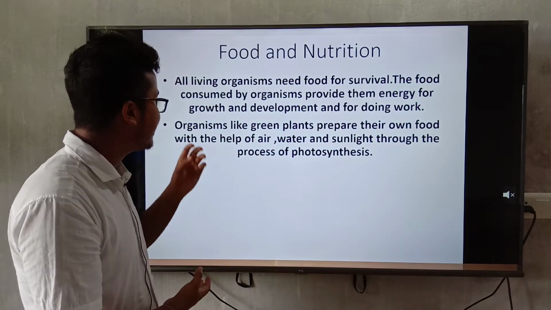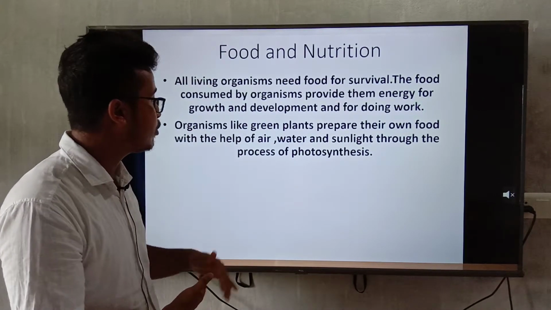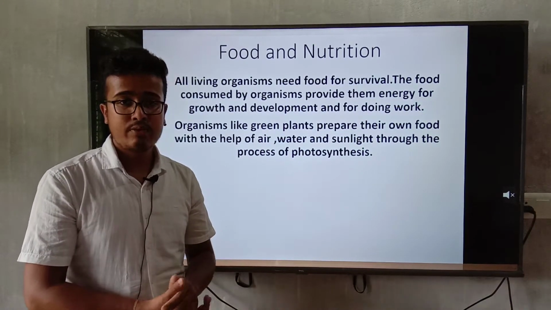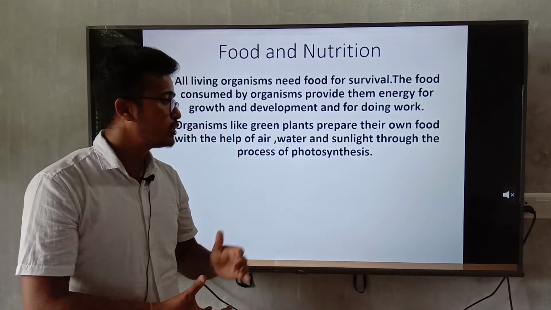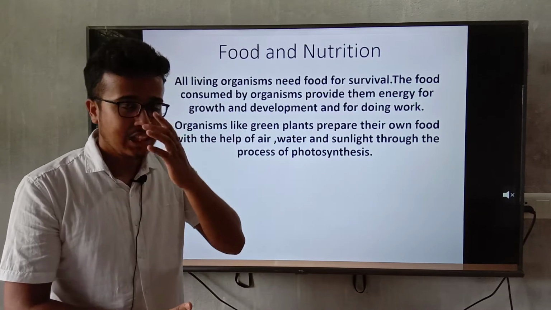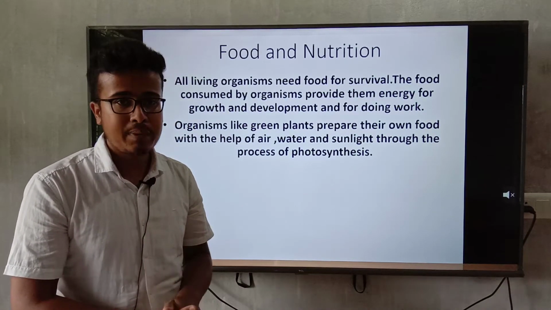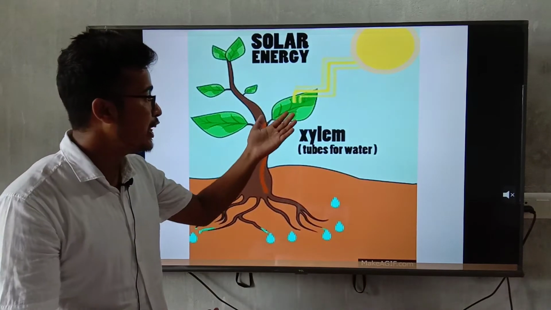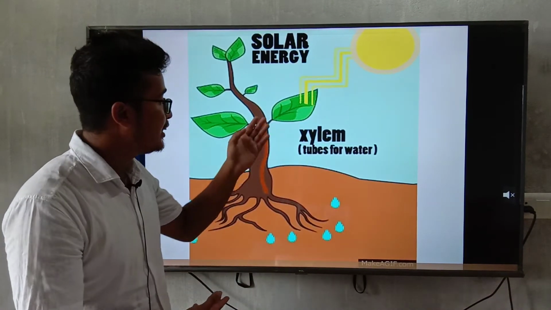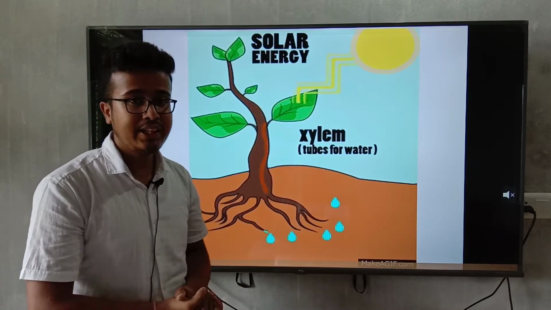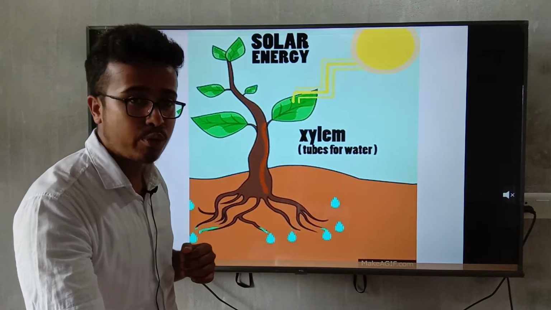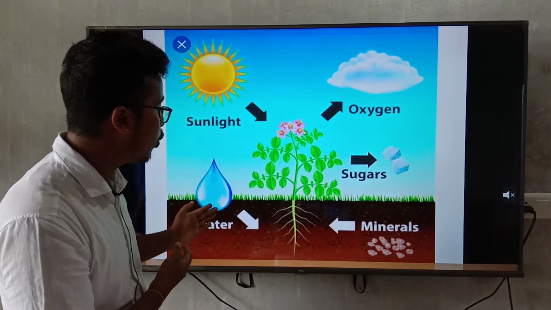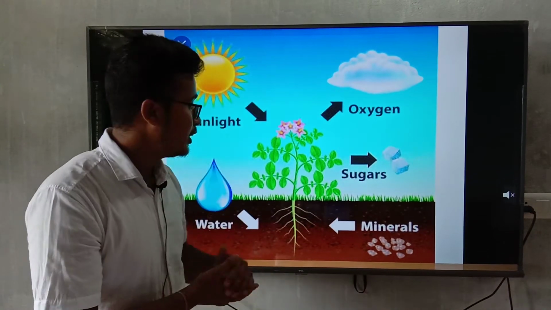Organisms like green plants prepare their own food with the help of air, water and sunlight through the process of photosynthesis. So plants make their own food with sunlight, water and air, and this process is called photosynthesis. This process takes place in leaves. You can see these pictures. In these leaves, with the help of sunlight, air and water, they make their own food during daytime. You can see these pictures also: with the help of sunlight, water, minerals and air, they can make their own food.